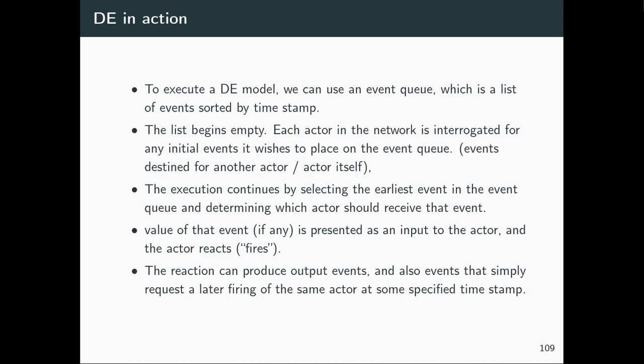Now we have to execute this queue by selecting the earliest event in the event queue and determining which actor should receive that event. This may sound straightforward, but in real-time systems we need to associate priorities with these events. We will see that in brief as we move forward in this lecture. In the straightforward case, we select the earliest event according to the timestamp and determine which actor should receive it. So this is what a DE actor would be doing. Just like we had an SDF actor, we also have a discrete event actor. The value of that event, if any, is presented as an input to the actor, and the actor reacts or fires.